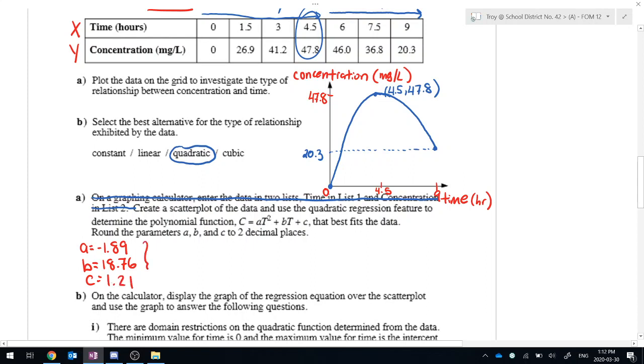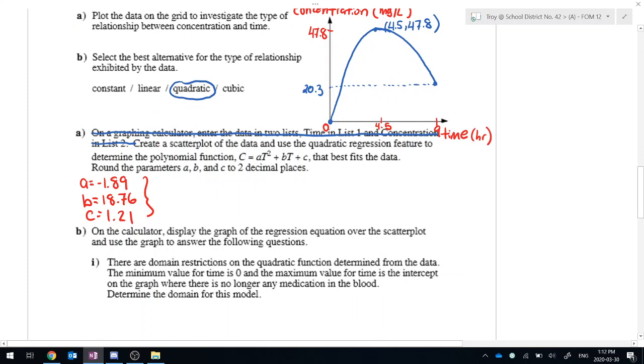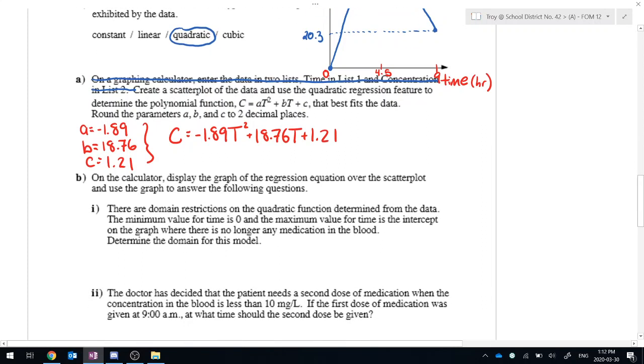So now we know the equation of that quadratic that it gave us. The equation would be c equals negative 1.89 t squared plus 18.76 t plus 1.21. All right. Next question. On the calculator, display the graph of the regression equation over the scatter plots and use the graph to answer these questions. So we did that already.